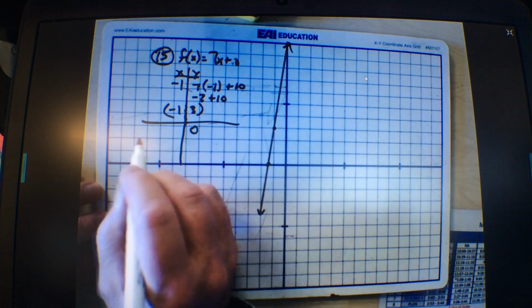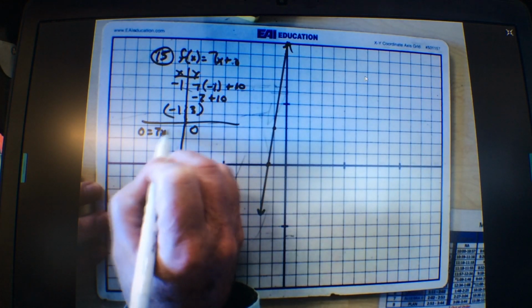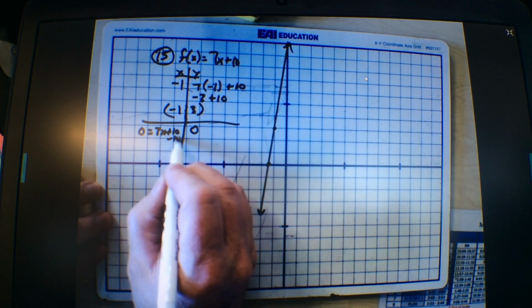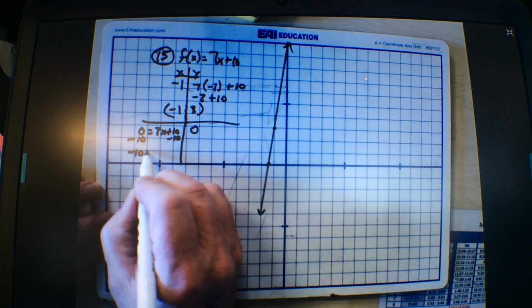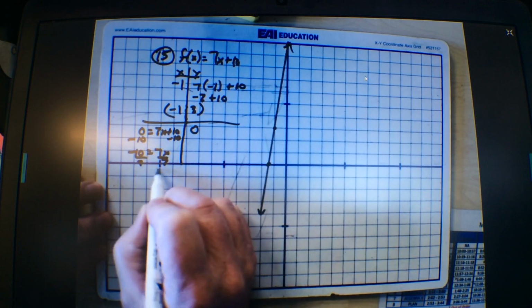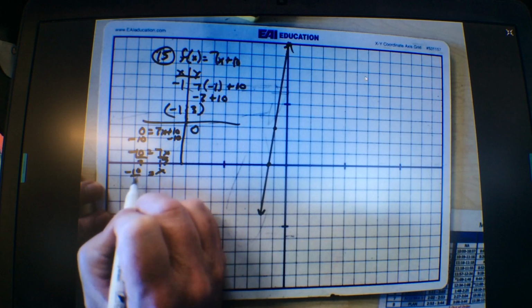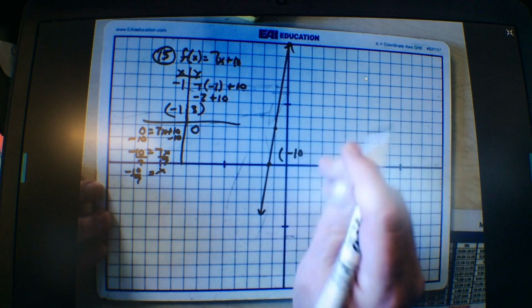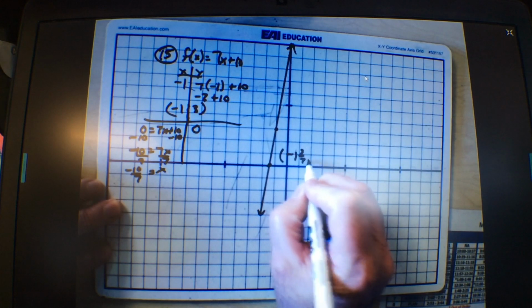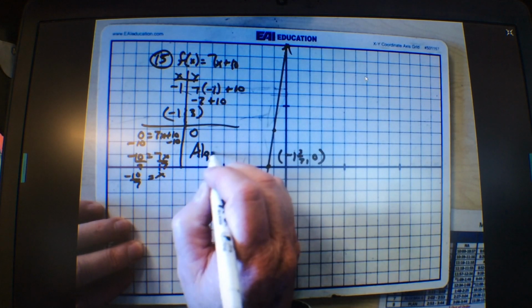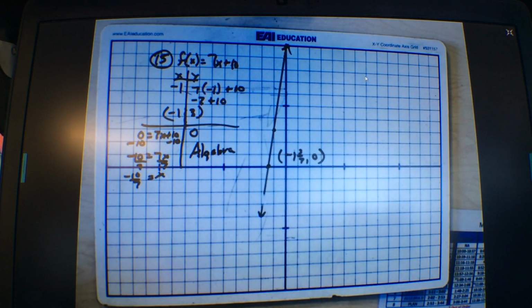I put 0 in for y. So I have 0 equals 7x plus 10. And then I move the 10 over by subtracting it. I taught you yesterday, you can make it the opposite of what it was, right? And now I'm going to divide by 7, and I get what? x equals a negative 10 sevenths. This point is a negative 10 sevenths, which is negative 1 and 3 sevenths. Now this is what I call the algebra method.